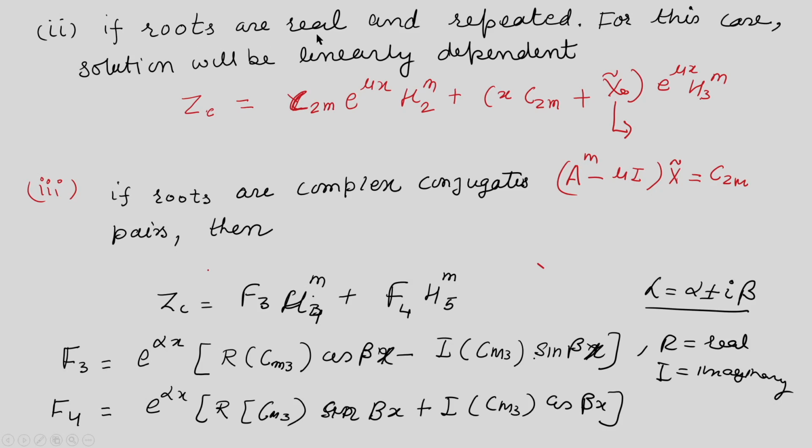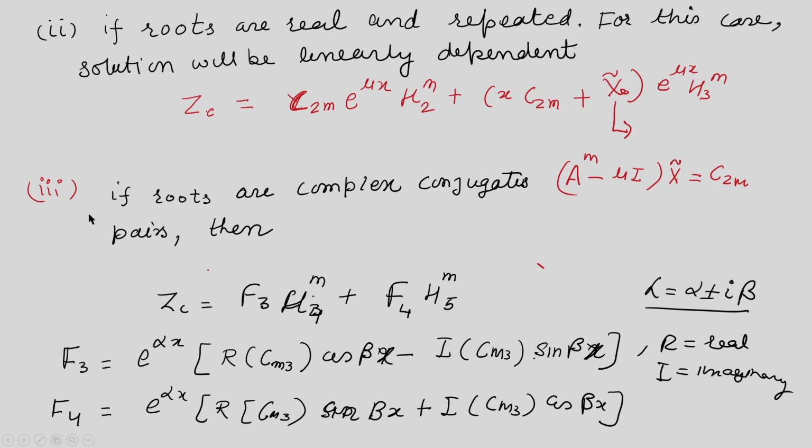If roots are real and repeated, in that case the solution will be linearly dependent. Let us say there are two roots and they are the same, so the second and third constants will be the same and the solution will be linearly dependent. It is written as x times C2m. So, in this way the solution can be written.